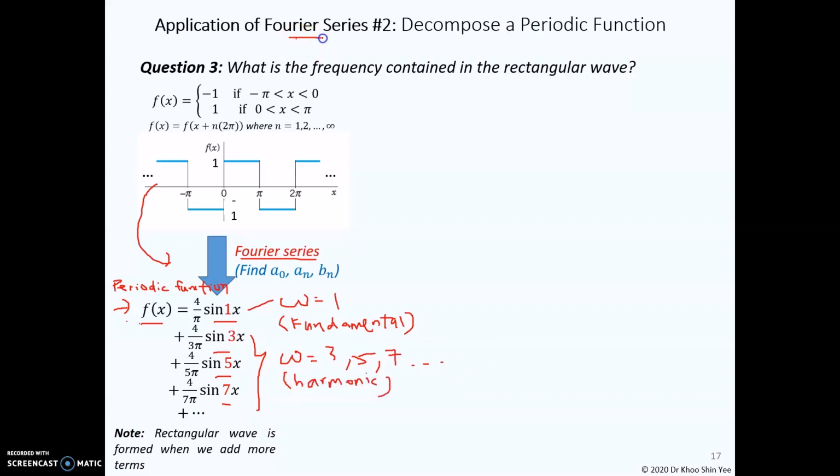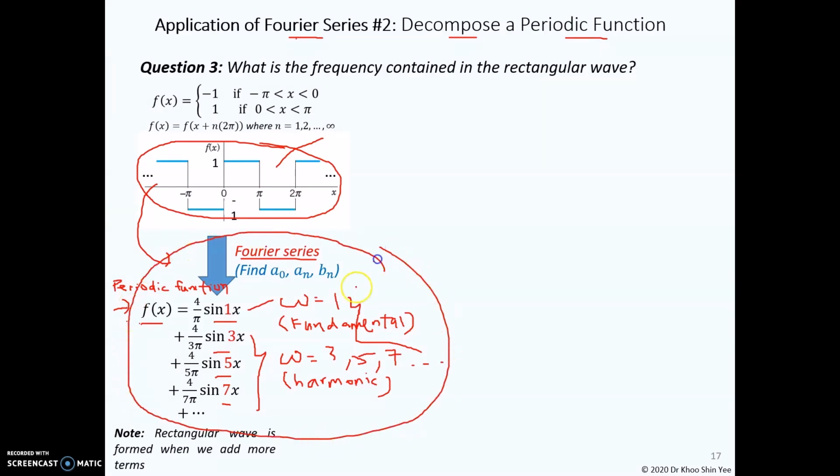Therefore, by using the Fourier series approach, you succeed in decomposing the periodic function and obtaining the frequency information inside, which is 1, 3, 5, 7, 9, 11, and so on in radians per second. You see, it's impossible for you to see this frequency information in the original function here. So the Fourier series is very useful to reveal the frequency information inside the periodic function.